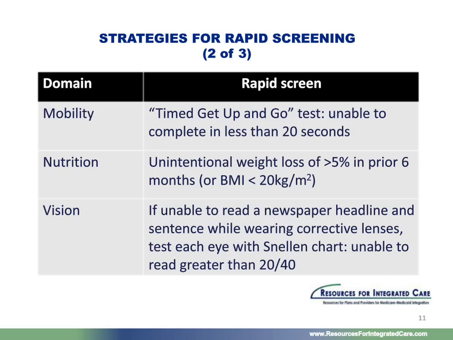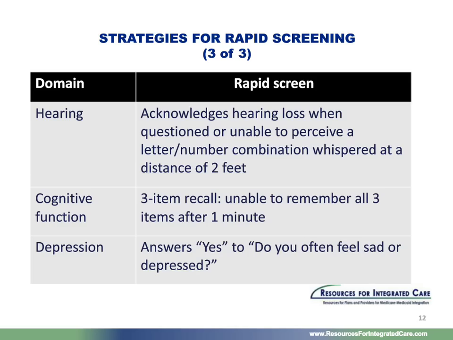Finally, in terms of the rapid screening for hearing, there are two potential strategies for a quick screen. First, whether the patient acknowledges hearing loss when questioned, or second, the whisper test, in which the clinician will whisper into the patient's ear at a distance of about 2 feet a letter number combination, such as A10. And if they cannot repeat that back, then that's abnormal, and that should trigger a more complete assessment.